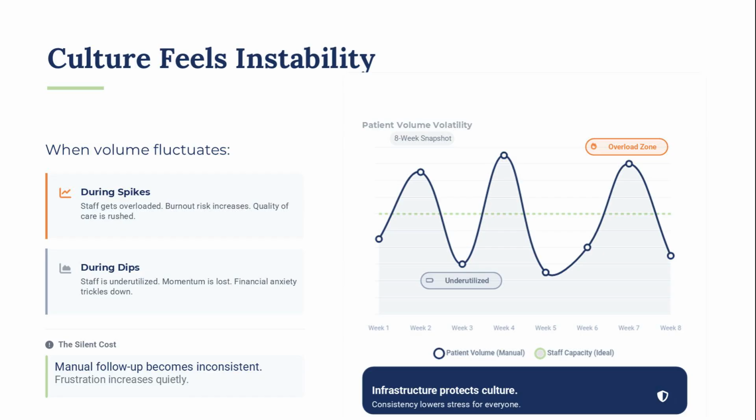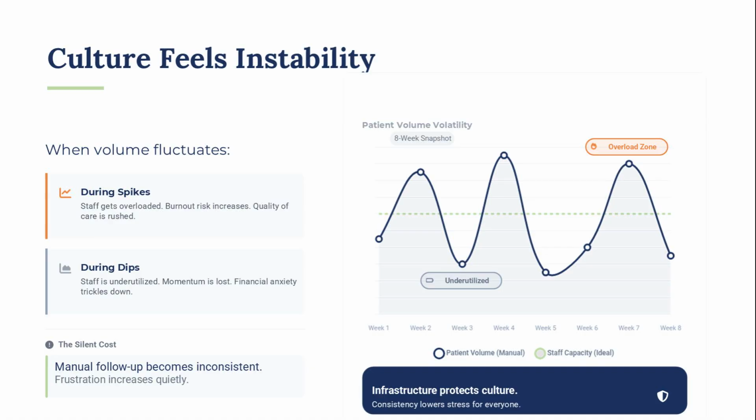When patient volume fluctuates, the entire practice feels it. During spikes, the team gets overloaded. Schedules compress. Care starts to feel rushed. And over time, burnout risk increases. During dips, the opposite happens. Staff becomes underutilized. Momentum slows. And a different kind of tension appears: uncertainty.